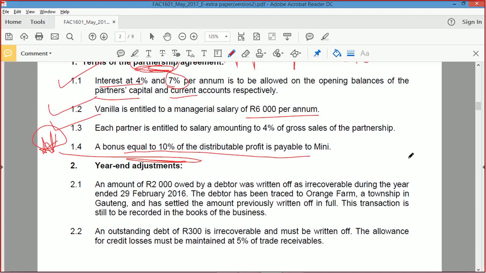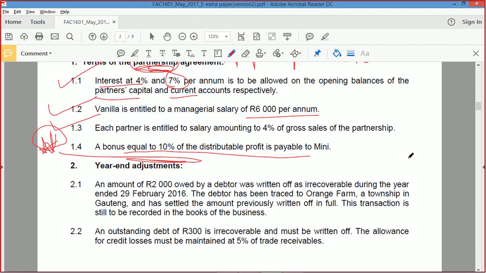Let's read point number 2.1. Is it important? An amount of 2,000 owed by a debtor was written off as irrecoverable during the year ended 29 February 2016. The debtor has been traced to Orange Farm, a township in Gauteng, and has settled the amount previously written off in full. This transaction is still to be recorded. Do I need it? Yes. Where do I put it? As income. What did they describe? That they wrote off an amount, now it has been paid.